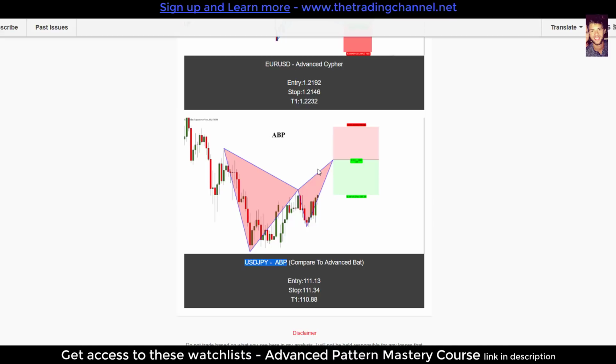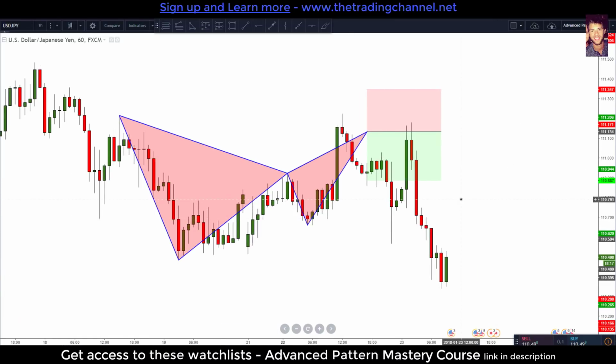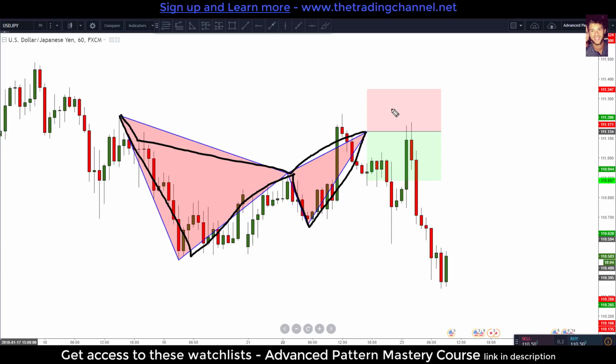So now what we're going to do is take a look at the actual advanced pattern itself. Let's go ahead and bring that chart over. And there we have it. So this is an ABP comparable to the advanced bat. What we were looking at here is a move down, putting us in trend. Move back up to our 50% retracement, move back down past 382, and a move back up to the 886, giving us this pattern.